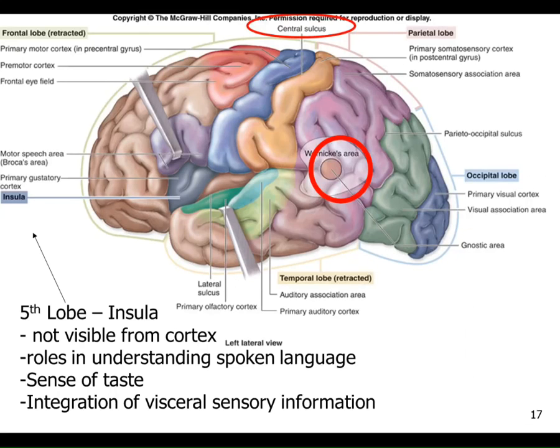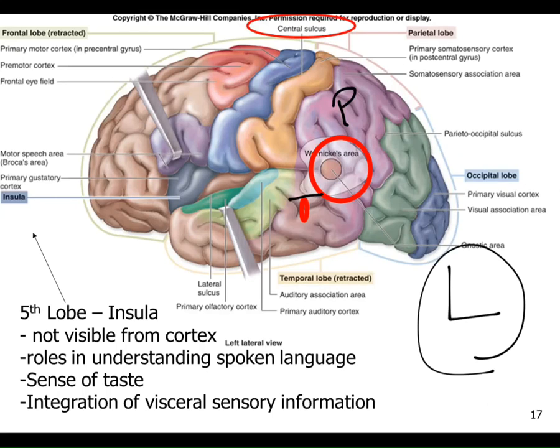What lobe am I in? Kind of at the interface of the temporal and parietal. And what hemisphere am I on? Is this left or right? This is your left hemisphere.